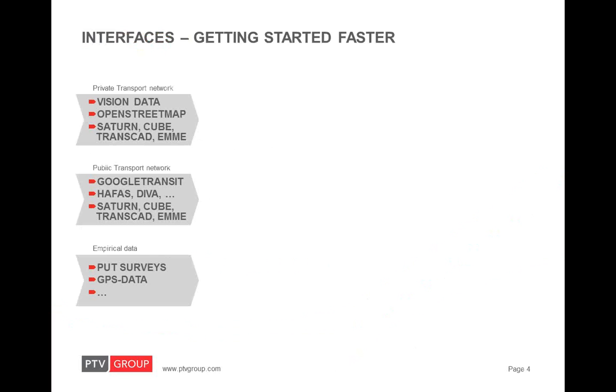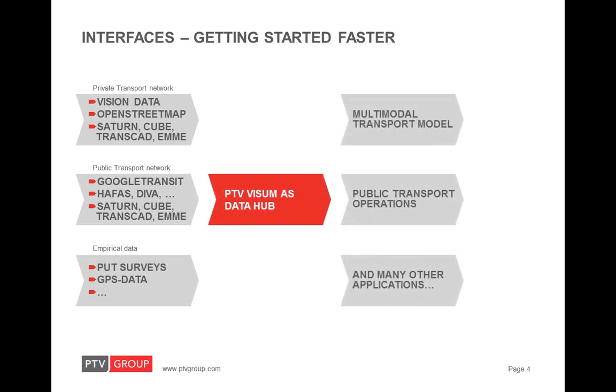For the overview, I show you a slide which I often show when I'm presenting Visum. Here on the left side you can see different data sources for private transport networks. This can be commercial data from our PTV Vision data center, OpenStreetMap or competitor software, and also empirical data like public transport surveys or GPS data. The first task of many modeling projects is to merge all these data into Visum, and then to start working on a multimodal transport model and public transport operations or many other applications.